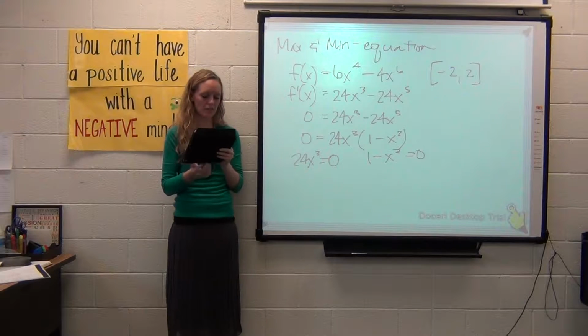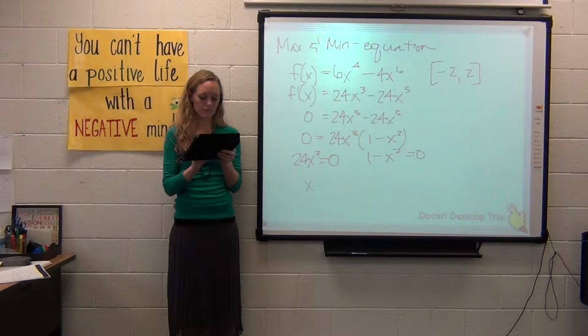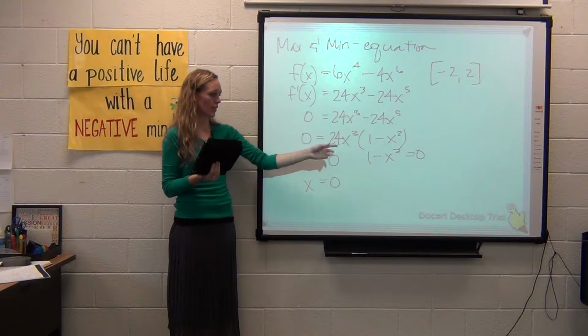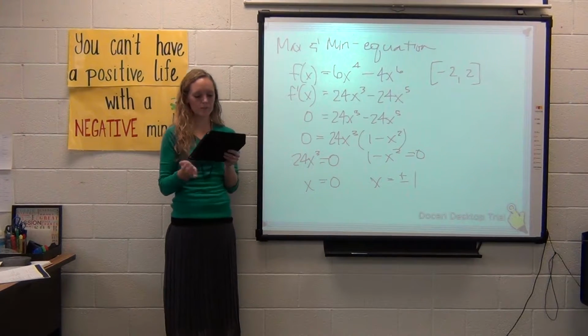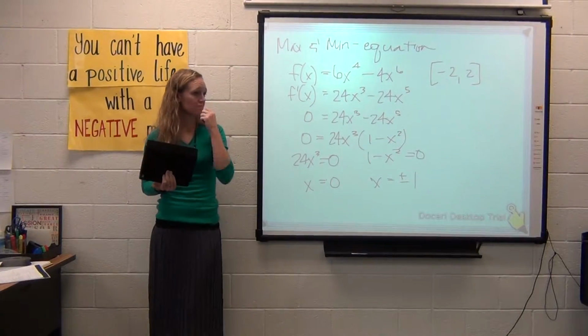What is this one gonna give me? 0. What are those gonna give me? 1 and negative 1. Plus or minus 1, because it's a square root.